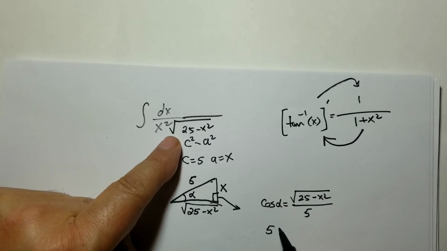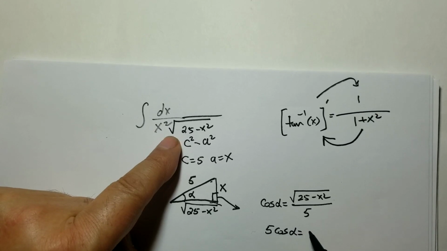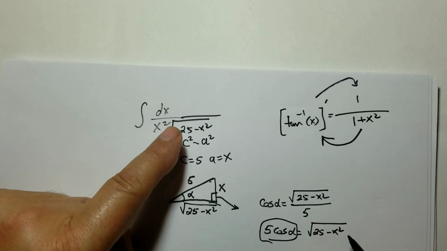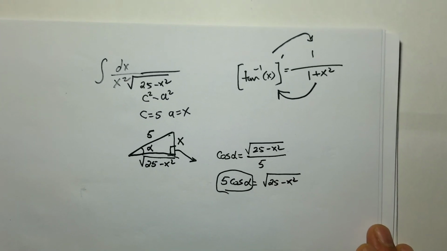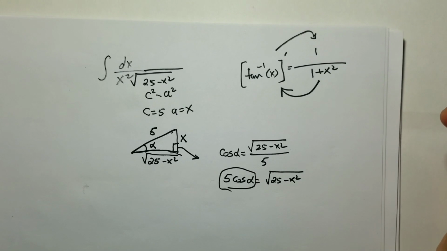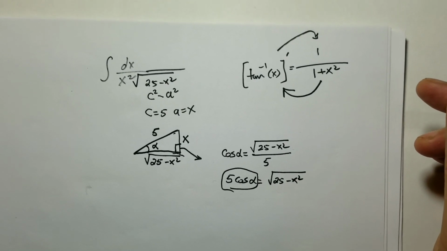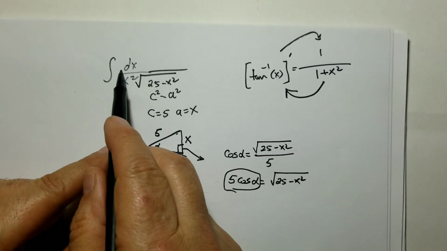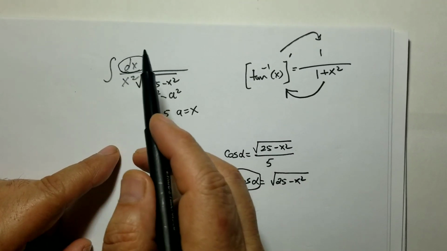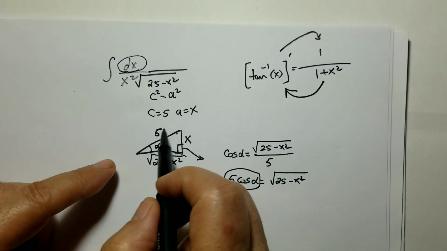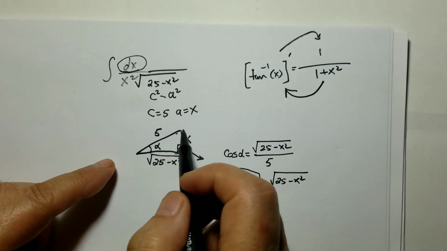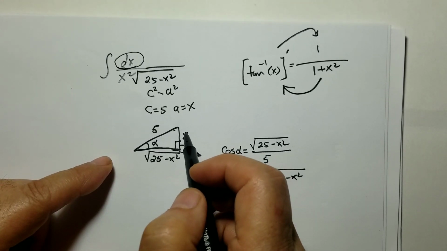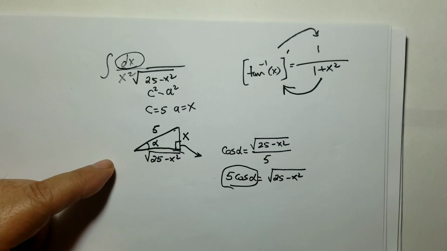By moving 5 in here, I can easily substitute the square root of 25 minus x squared by 5 cosine alpha. The most important part is the variable of integration. I have to look at this triangle and use one of the trig functions that allows me to solve for x, and from dx, I find the differential.